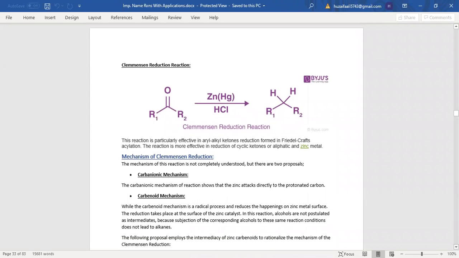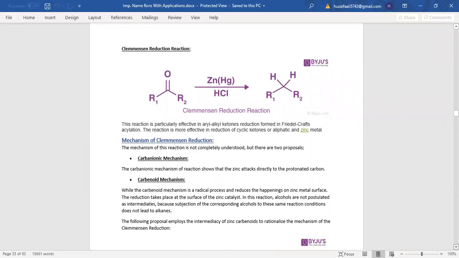This reduction is particularly effective in the reduction of aryl alkyl ketones formed in Friedel-Crafts acylation. The reaction is more effective in the reduction of cyclic ketones or aliphatic ketones with zinc metal. This is the mechanism.